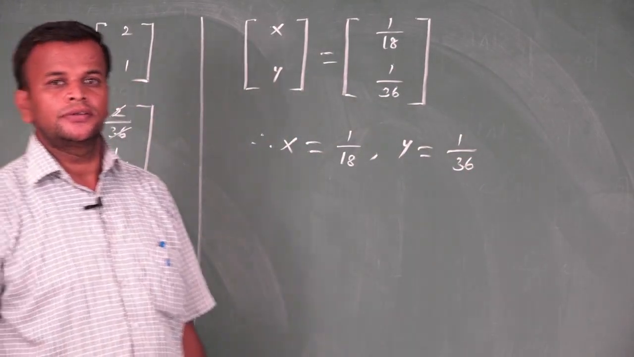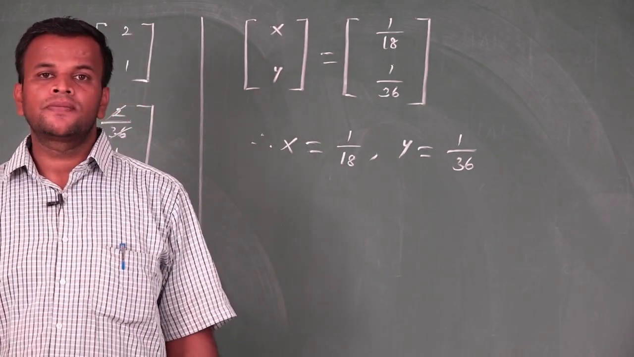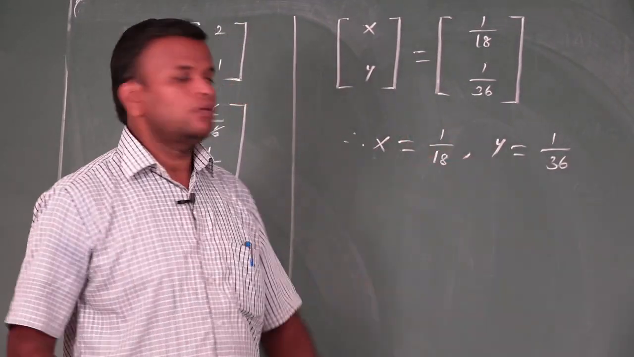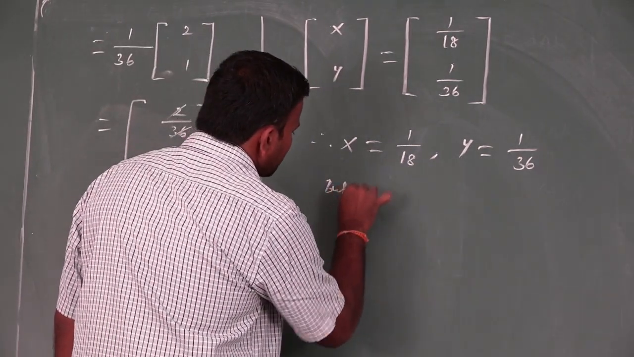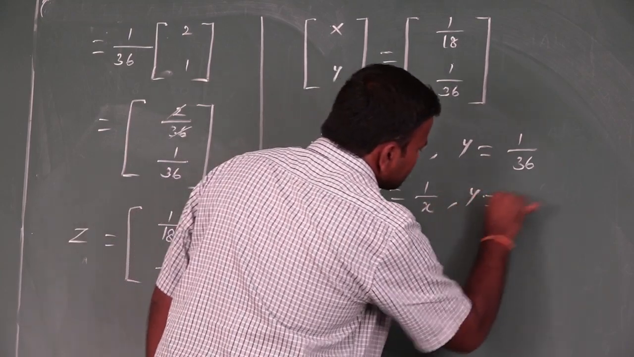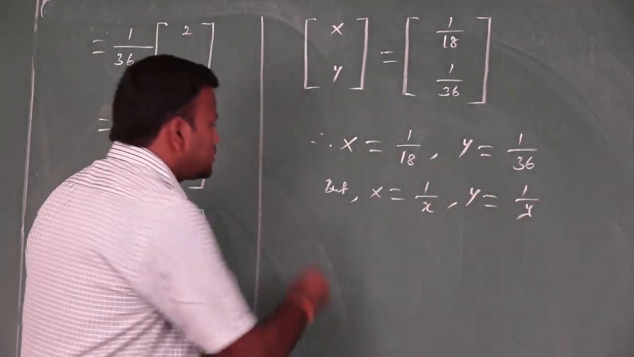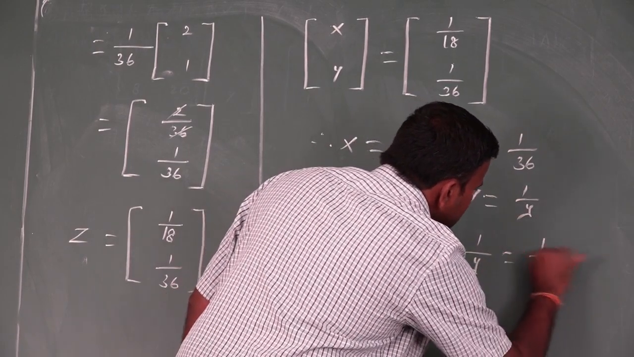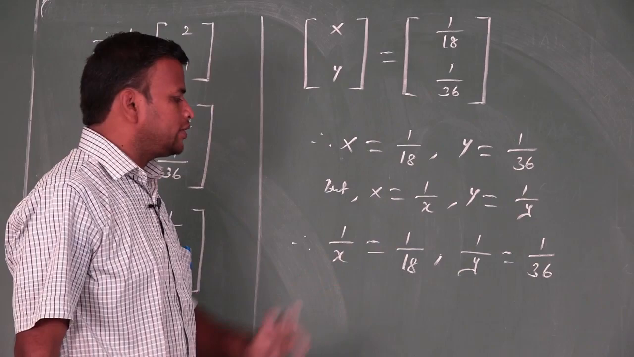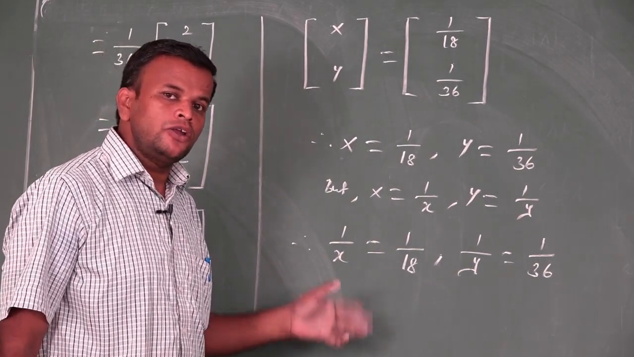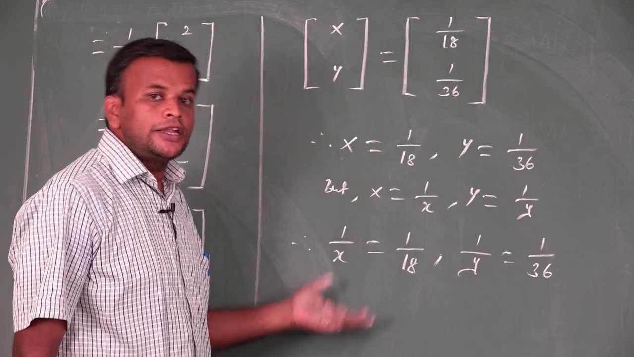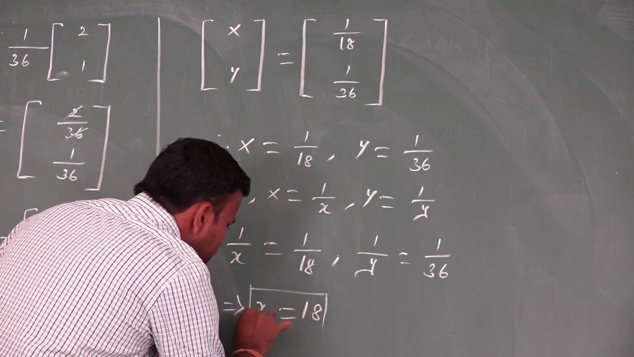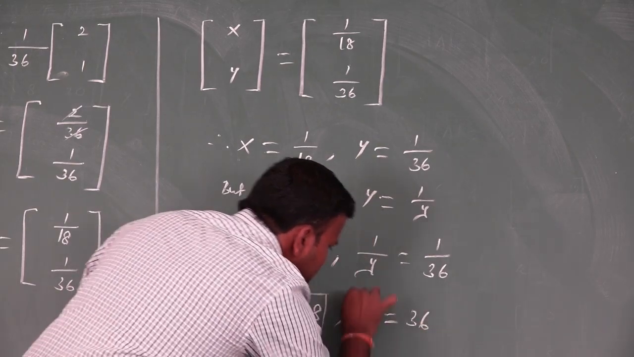Is this our required answer? No, this is not our required answer. Our required answer will come in small letters. We will take small letter x and y, but we found capital X and Y. Now we write: capital letter X is nothing but 1 by x. Capital letter Y is nothing but 1 by small letter y. Therefore, 1 by x is equal to 1 by 18, and 1 by y is equal to 1 by 36. The next step, we find the value of x, but it lies in the denominator. So taking reciprocal, we get the value of x is 18 and the value of y is 36.